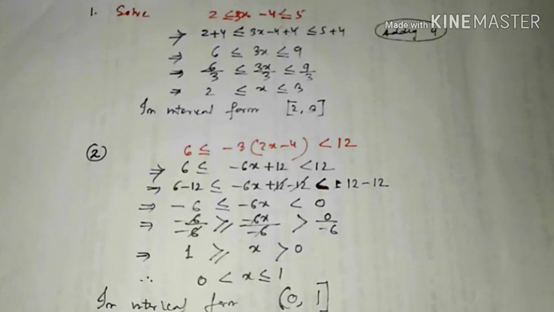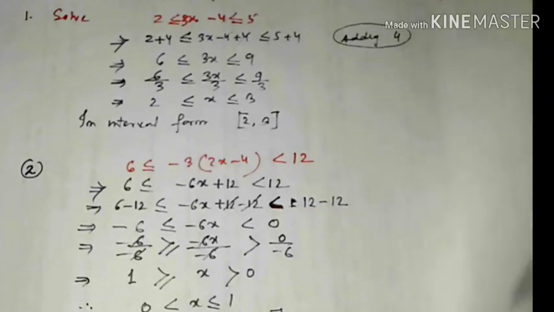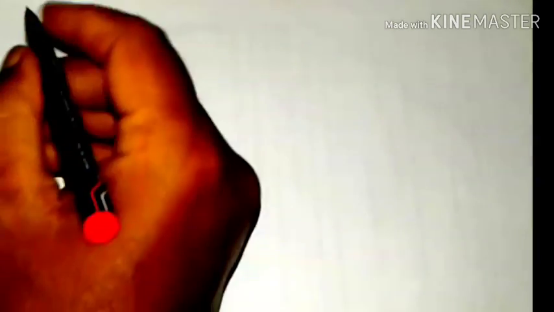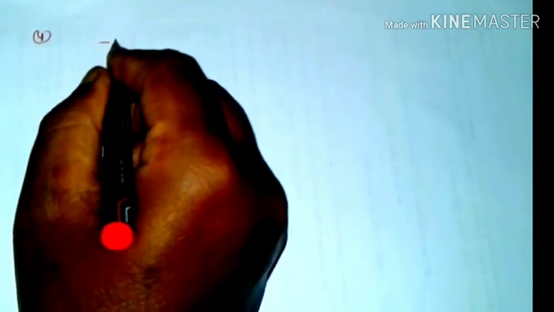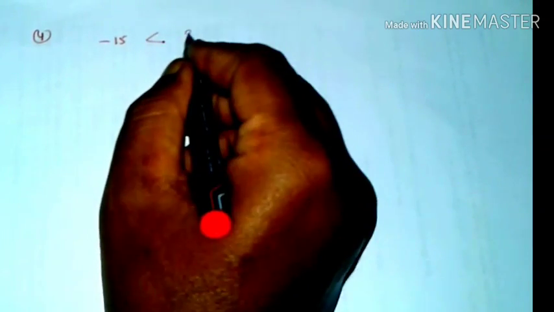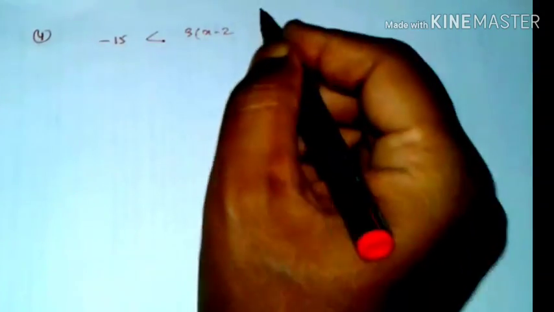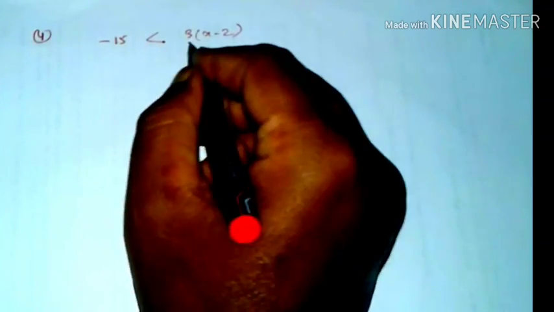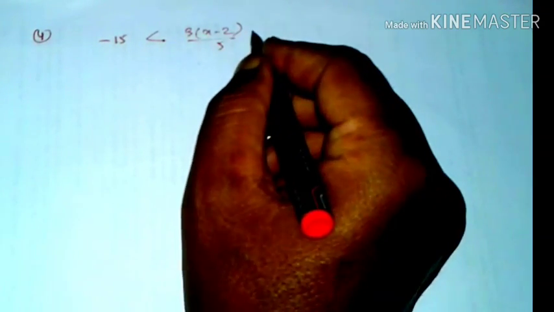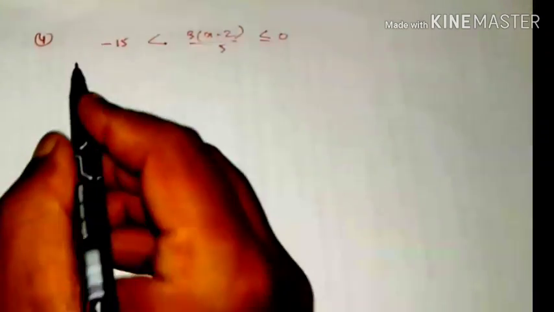Next problem is question number 4. Question number 4: minus 15 less than 3x minus 2 divided by 5 less than equal 0. Solution.